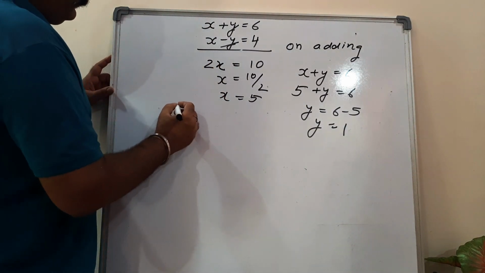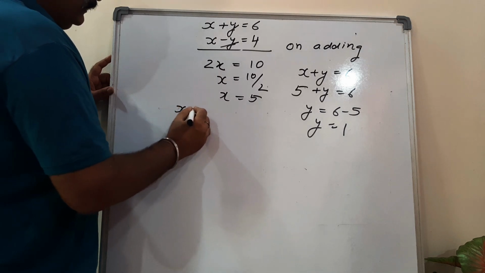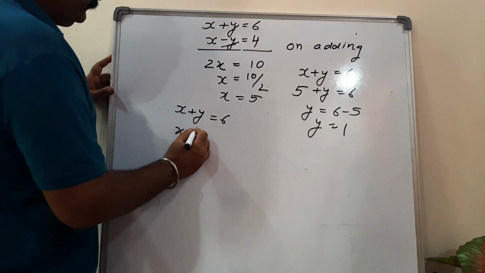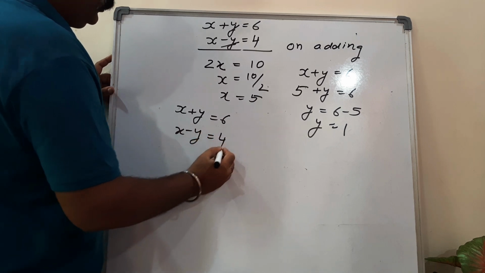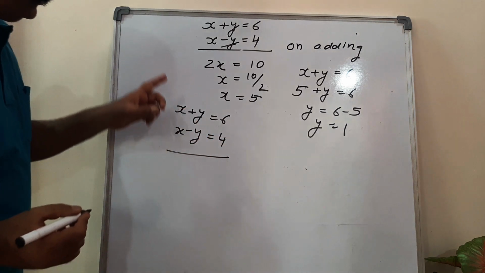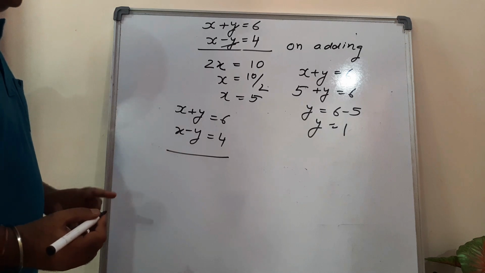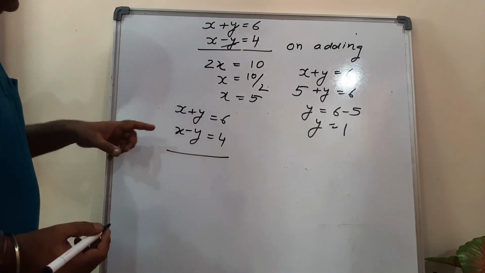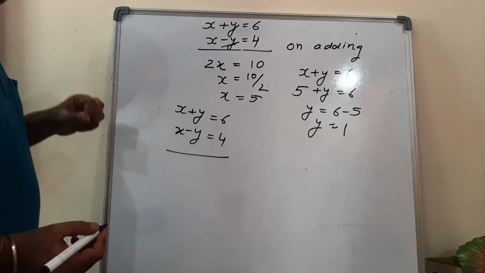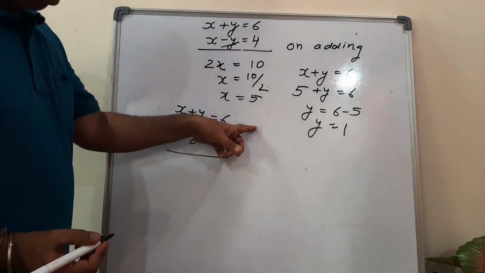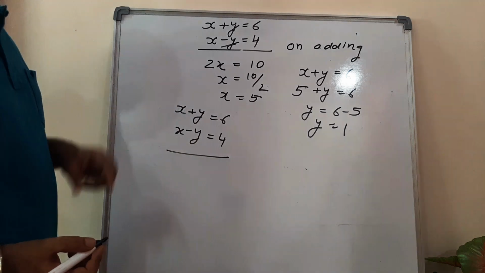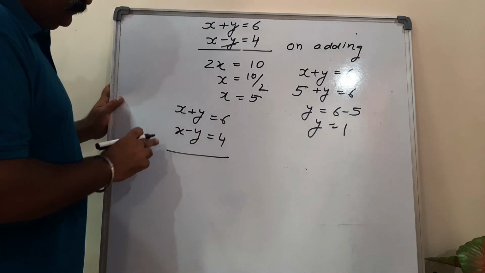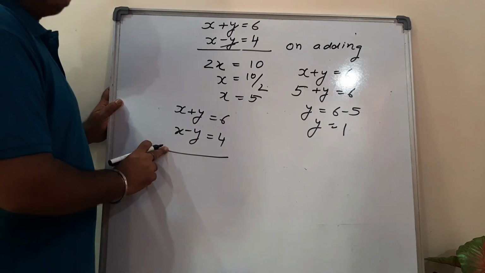Now, suppose x plus y is equal to 6, same equation, and x minus y is equal to 4. And now somebody wants to cancel the value of x. But here the coefficient of x is plus 1, coefficient of x is plus 1. And if you are going to add, on adding, plus y minus y will get cancelled. But somebody is asking me, sir, can you cancel x? Yes, we can cancel the x also.